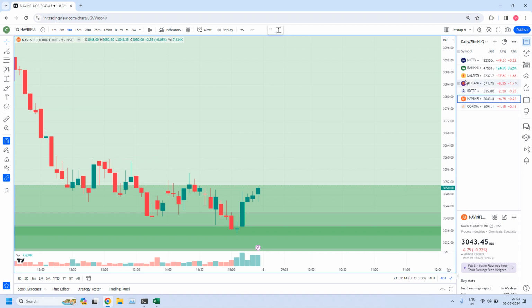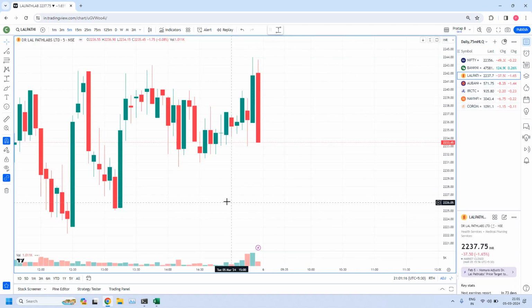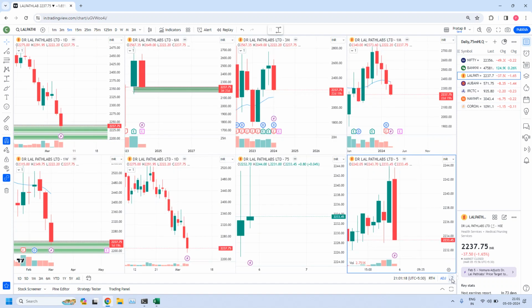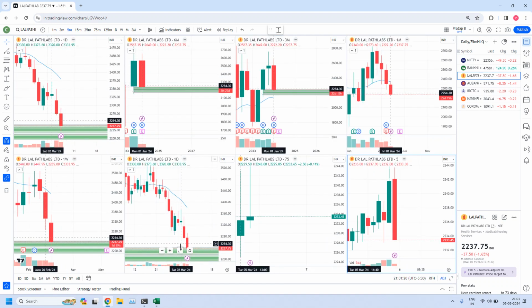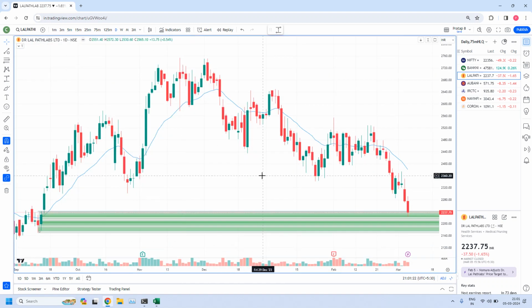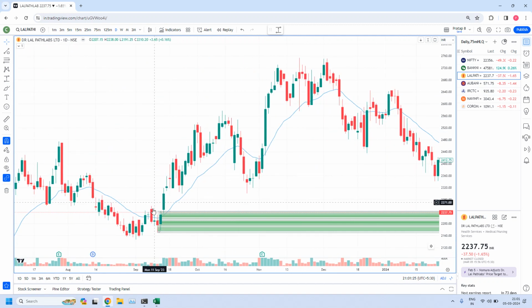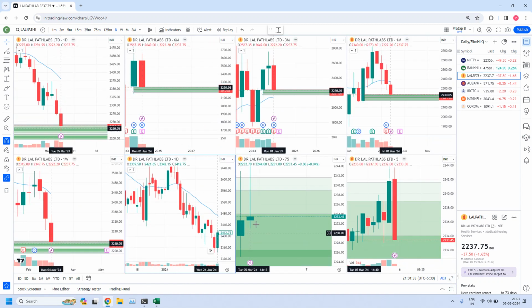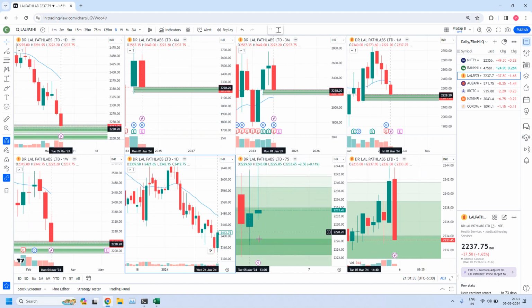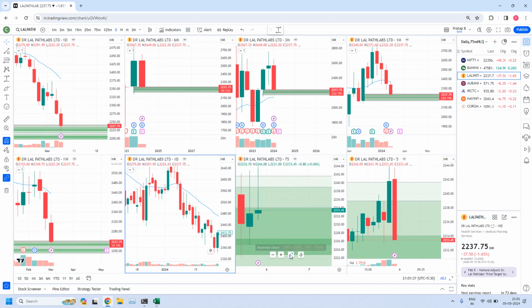And there is one more, Lalpath Lab also, today it gave an entry. Why didn't we take a trade? First of all, this is a daily demand zone: drop, 1, 2, 3 base candles and a rally candle. This is the fine-tuned area. How did I fine-tune? Let me explain, because next time again when you get an entry, this analysis will be helpful to you.